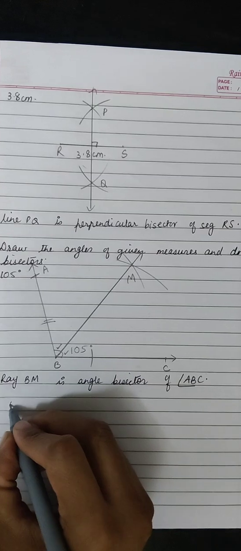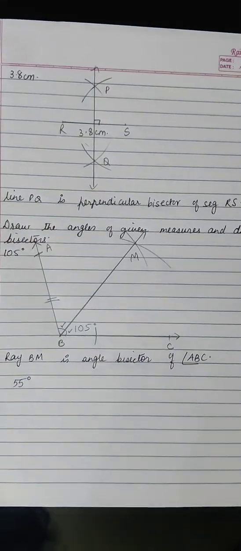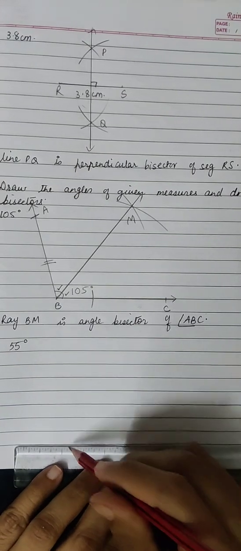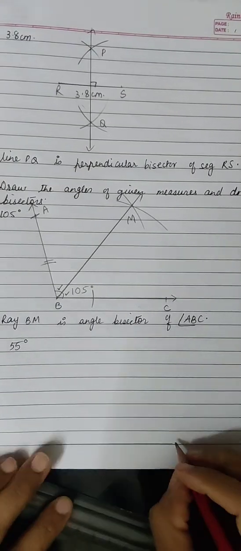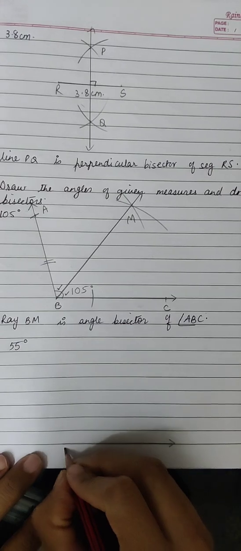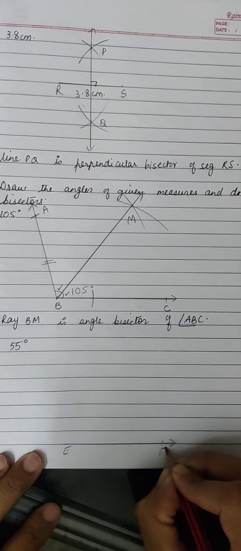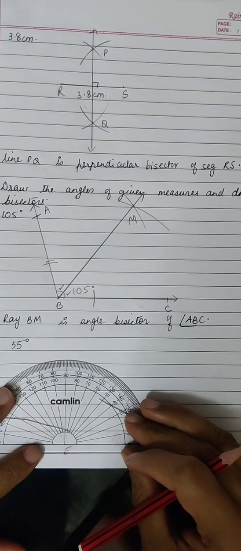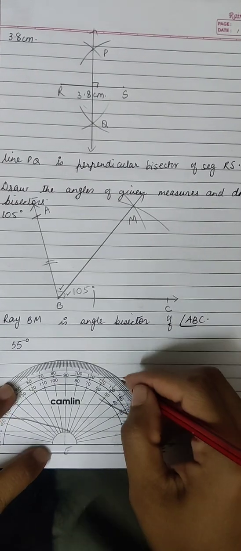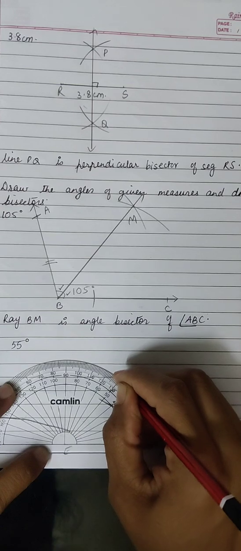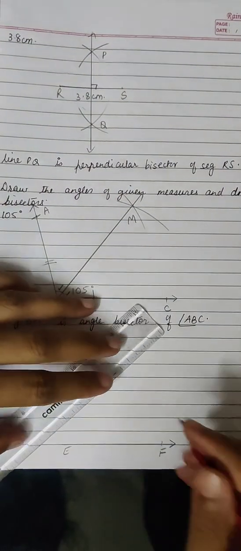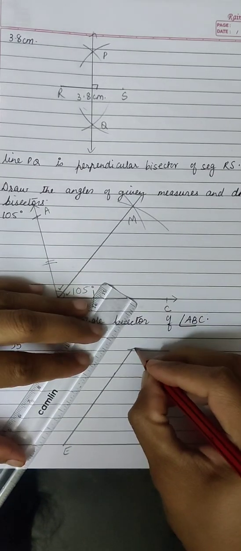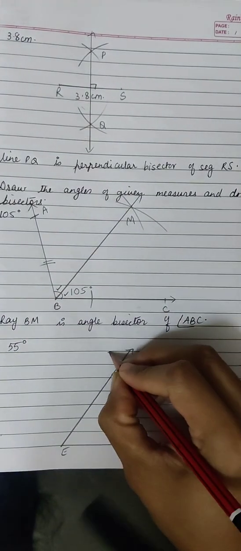Second, it says 55 degree. Same thing I'm going to do. I'm going to take a scale, make a ray. This time I'm making it EF. I'm taking a D, placing it on E, 50 and 5, that is 55. Then draw a ray and name it as D.